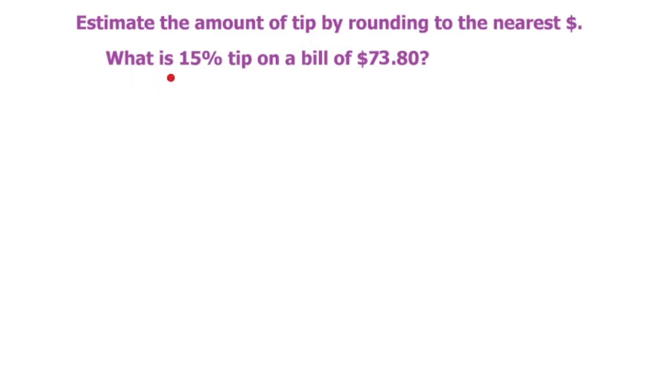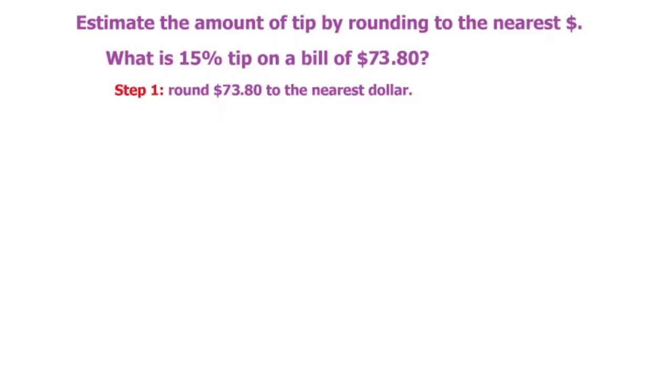So what is a 15% tip on a bill of $73.80? It looks kind of complex, but when you break it down simply, it'll be much easier. So the first step is to round 73.8 to the nearest dollar. Let's not bother with any of the cents.